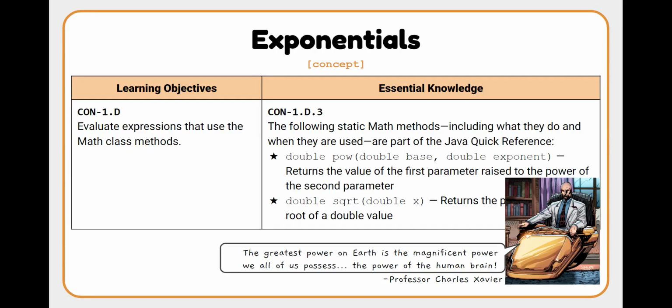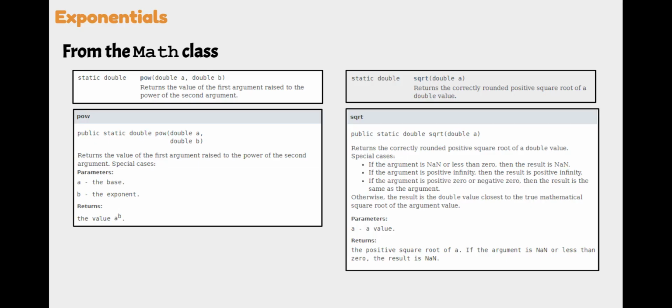Our next concept deals with working with exponentials. We are working on the same learning objective: evaluate expressions that use Math class methods. We are going to be looking at two different methods from the Math class. On the left, we are looking at the pow method. The pow method accepts two doubles, a and b, and it will return a double. The description tells us it returns the value of the first argument raised to the power of the second argument.